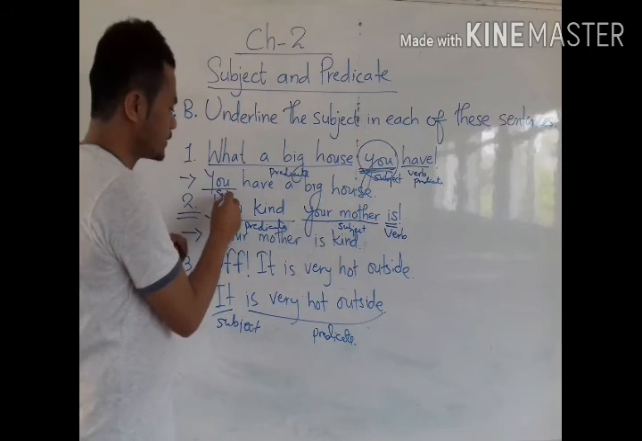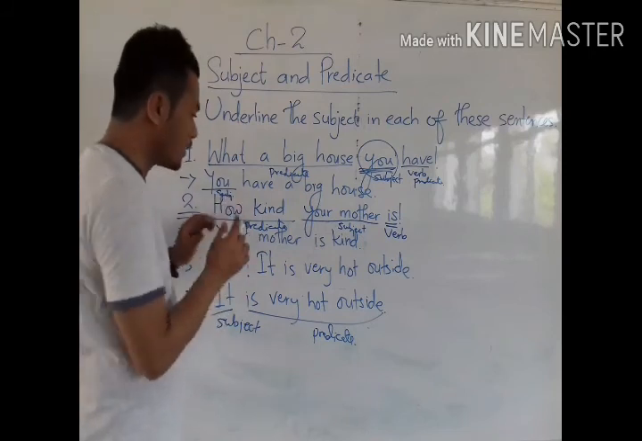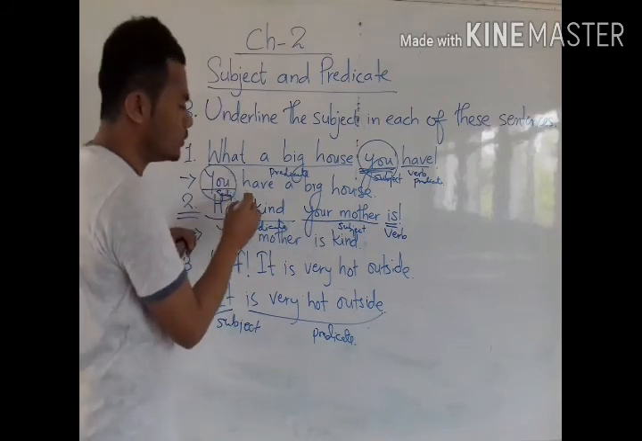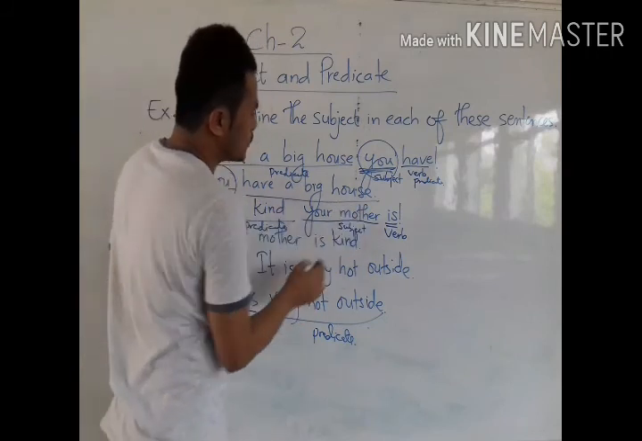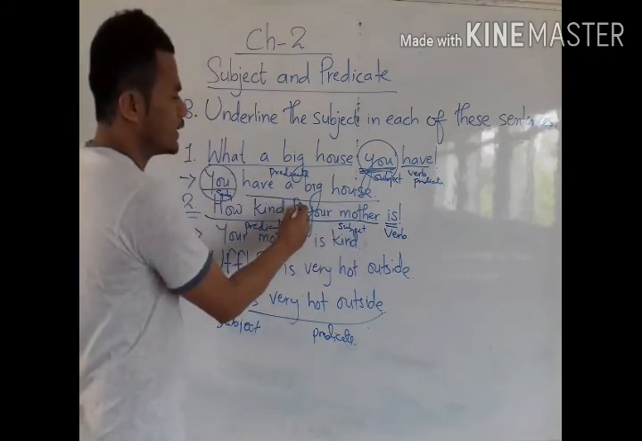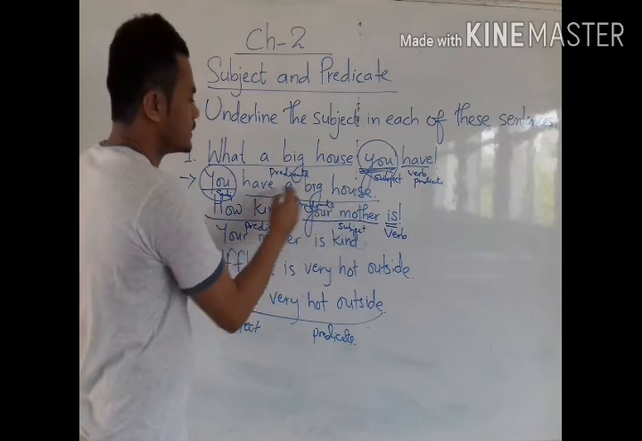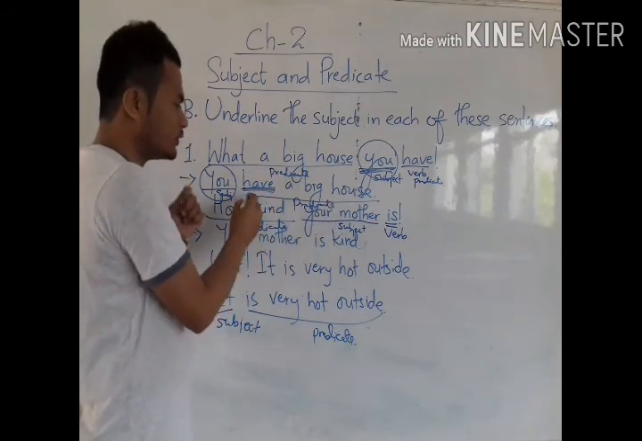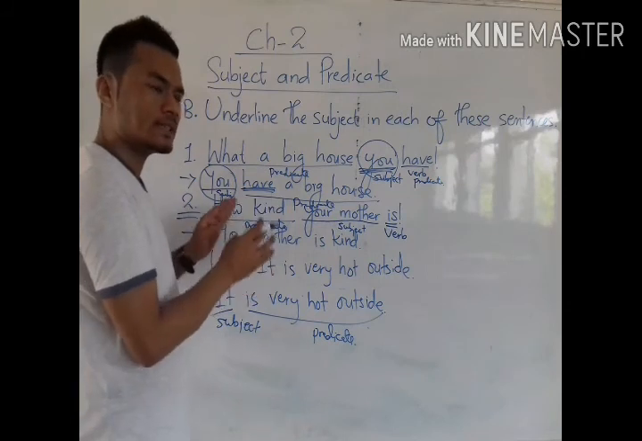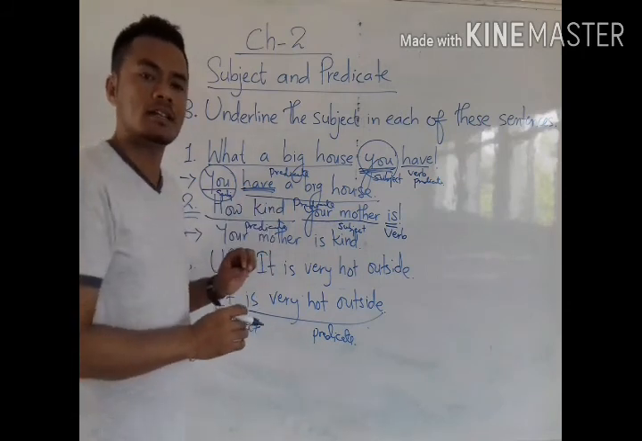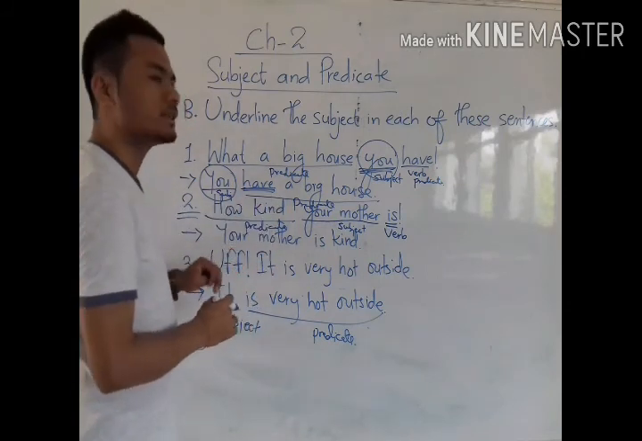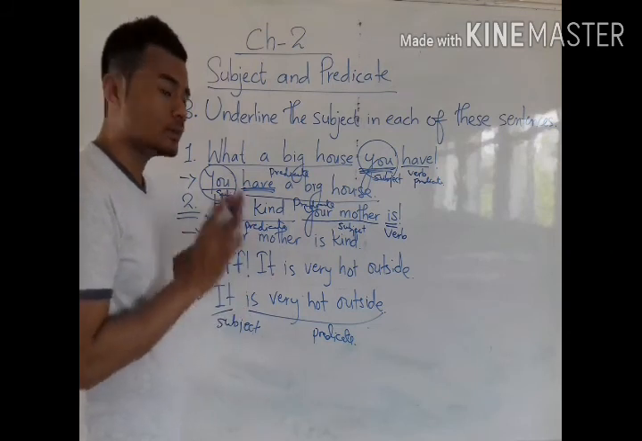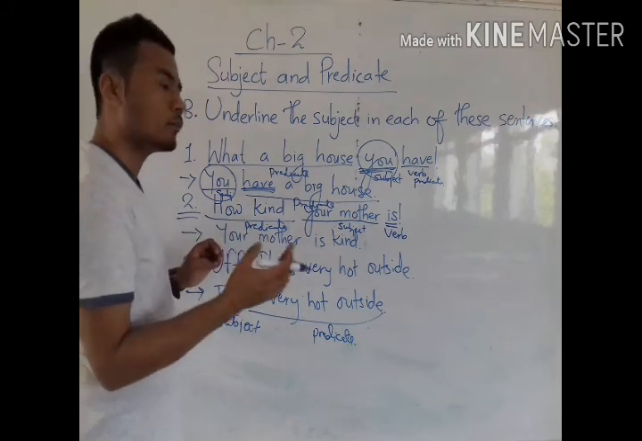So you is the subject. The sentence tells us about you, and what is told about you? Have a big house. So have a big house is the predicate, because have is the verb here, and I told you that in assertive sentences, after the verb the rest of the words are part of the predicate because they also tell us something about the subject.